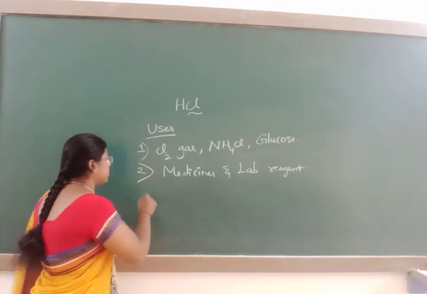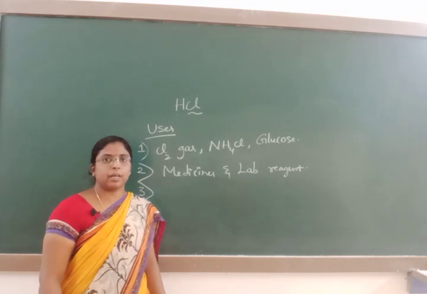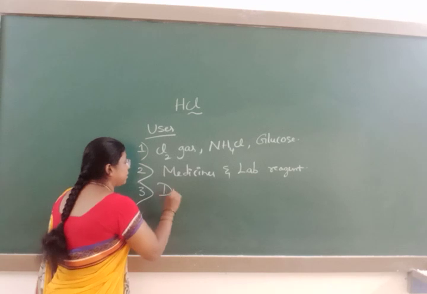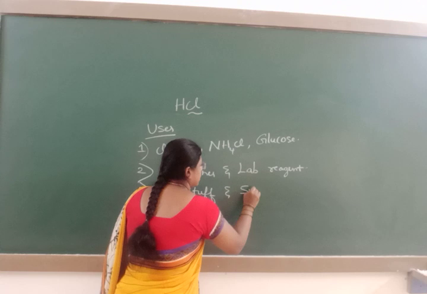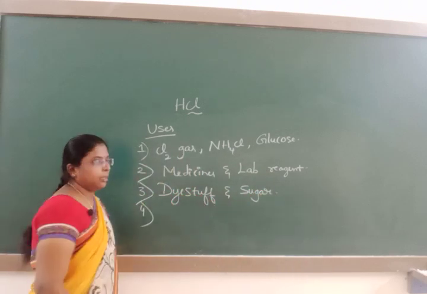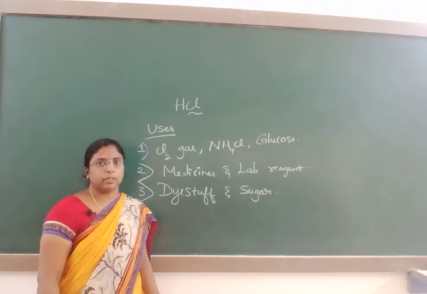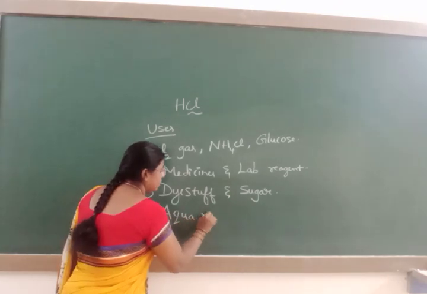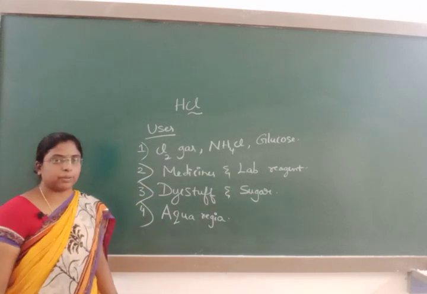HCl is used in the manufacture of dyestuff, as well as in the sugar industry. HCl is used in the preparation of aqua regia. You know that aqua regia means a 3:1 ratio of concentrated HCl and concentrated HNO3.